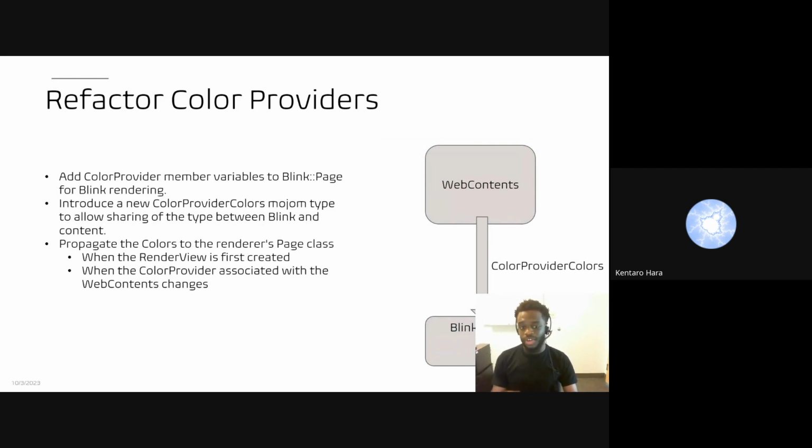And also, given that frames of web contents can live in multiple renderers, we use something called page broadcast to propagate color provider colors to all frames associated with a given page in all renderer processes.